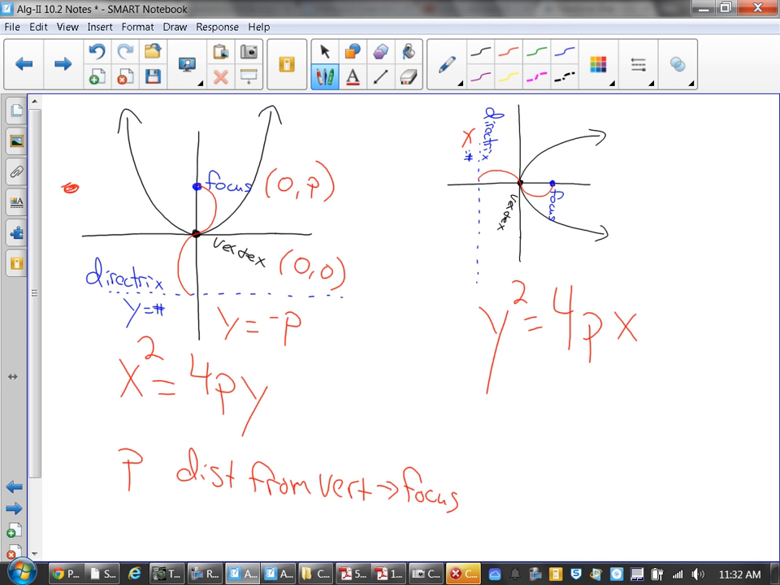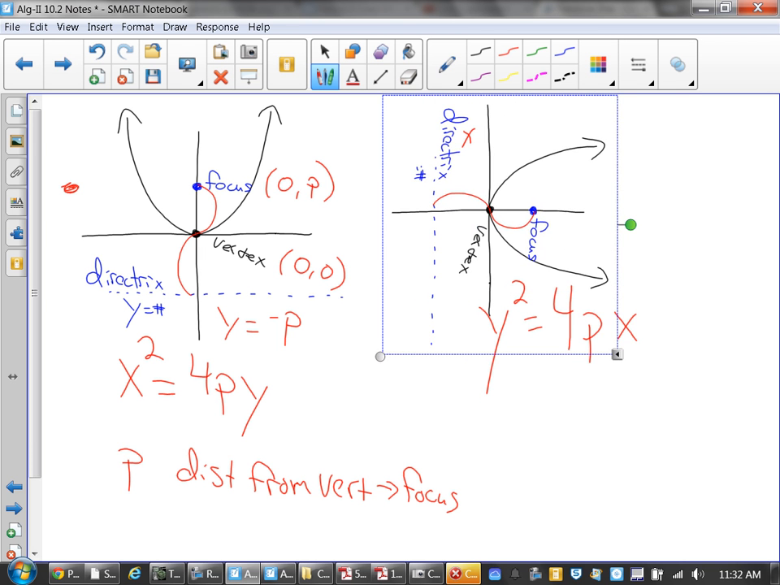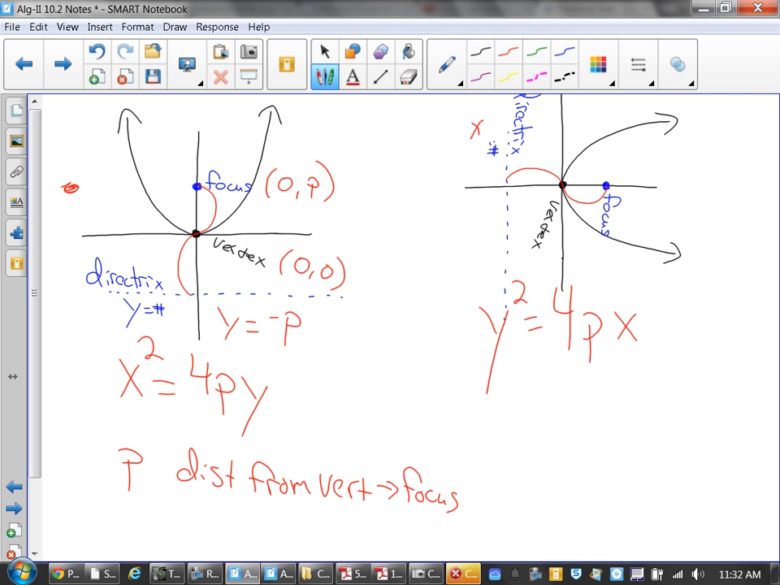And then it's just going to be flip-flopped with the x squareds. My focus here would be at p, comma 0, because it's on the x-axis. And my directrix would be x equals the opposite of p. Well, this doesn't do a whole heck of a lot of good right off the bat until you start to see how it works.